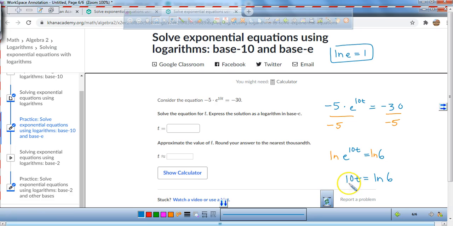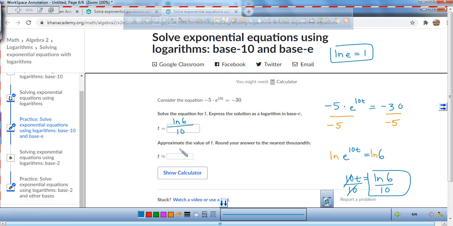Now, being that 10 is a whole number, you could technically just divide both sides by 10, or multiply both sides by 1/10, that's okay too. But since it's not a fraction, I'll divide both sides by 10, and that's what I'm going to type in as my exact answer, because those cancel each other out. So my exact answer is the natural log of 6 over 10.